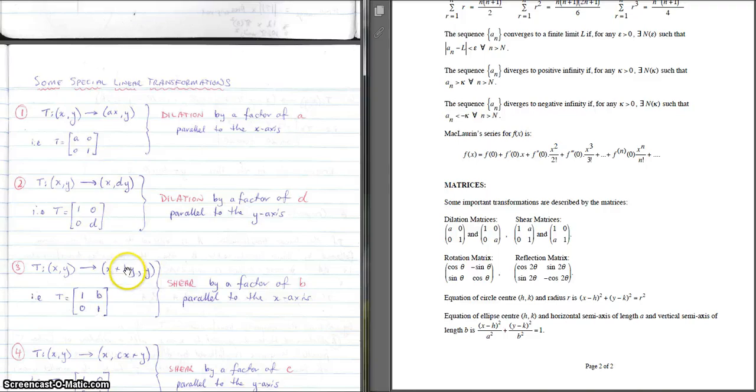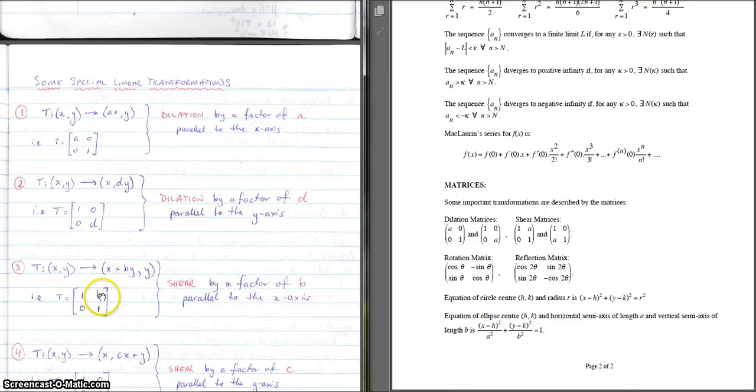This b times y. So the distance from L is the y value, and it's proportional to that because it's b times that value. You may need to think through that a few more times, but essentially, we multiply x by 1, and then we add b times y. The y value remains unchanged, as you can see here. And so as a transformation matrix, we write it as 1, b, 0, 1.